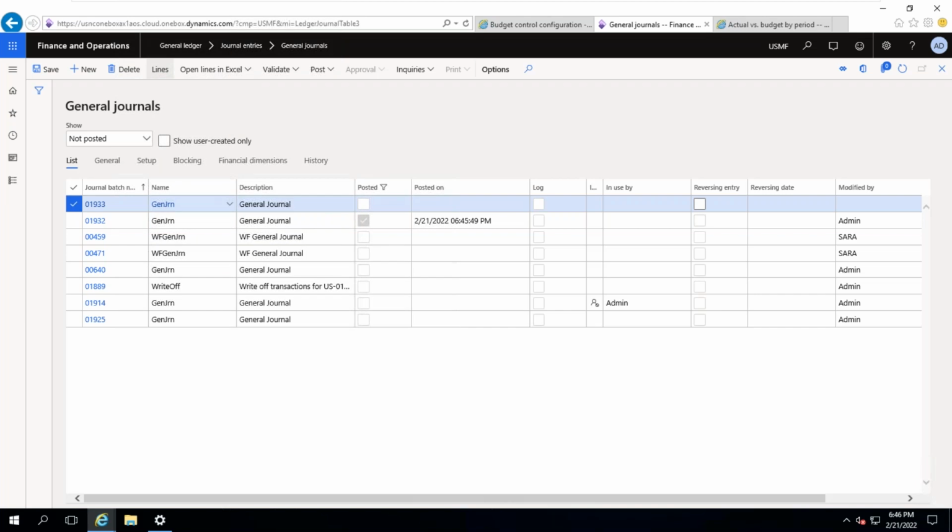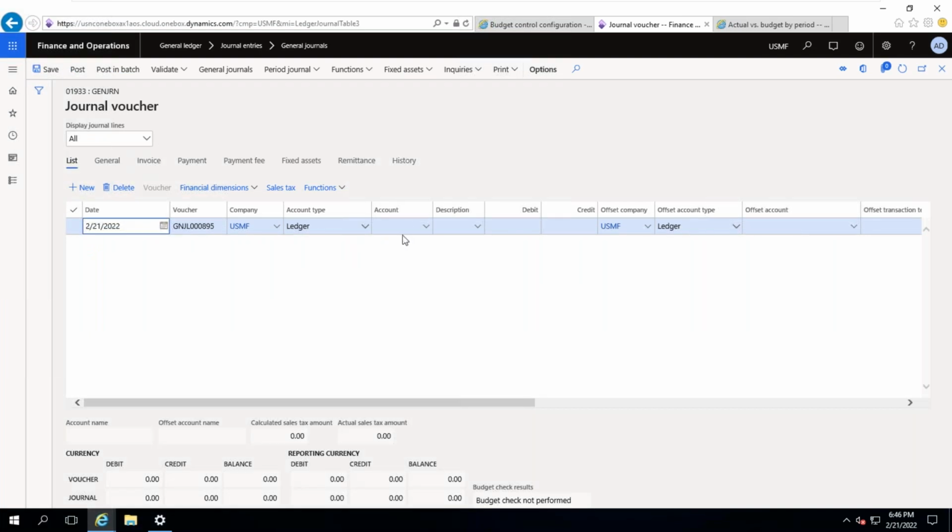Go to lines. I'm posting to 601 240, the same account. Suppose I'm posting 7,999. Whether it will allow me to post less than 8,000? No, it will not allow, as my budget balance is only 7,700.